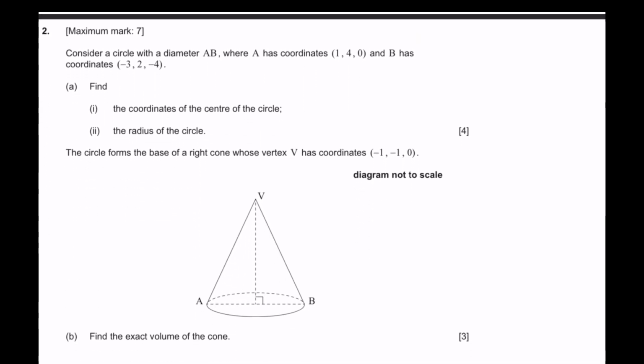Moving on to question 2. First we have to consider a circle with diameter AB. So they are talking about this circle here. A has coordinates 1, 4, 0. B has coordinates minus 3, 2, minus 4. First we have to find the coordinates of the center of the circle. The center of the circle is basically the midpoint of the diameter, right?